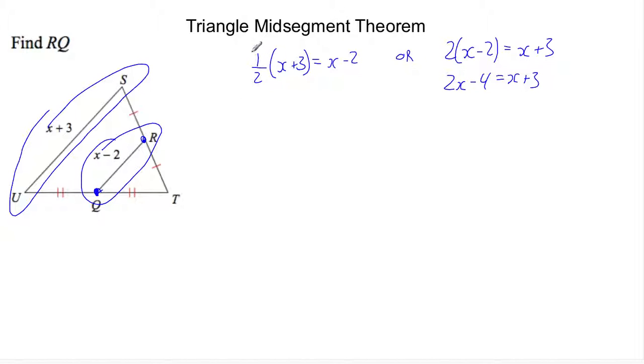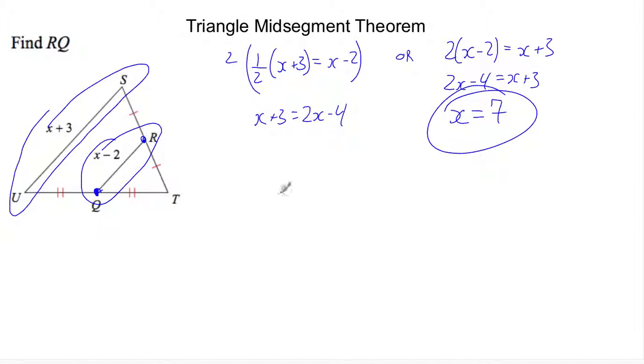Now, if you do use the fraction, you can avoid it by taking the entire equation and multiplying by the common denominator. Common denominator is just this 2. So we multiply everything by 2, and we get x plus 3 is equal to, oh, look at that, 2x minus 4. So we end up with the same equation. So whether you set it up that RQ is half of SU or SU is 2 times RQ, you still get the same equation. And we can solve by subtracting x from both sides and adding 4 to both sides, so we get that x is equal to 7.